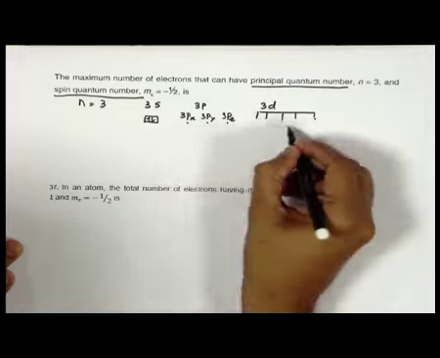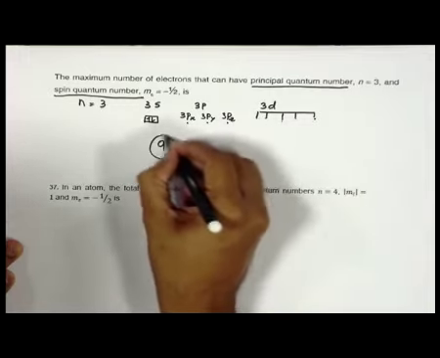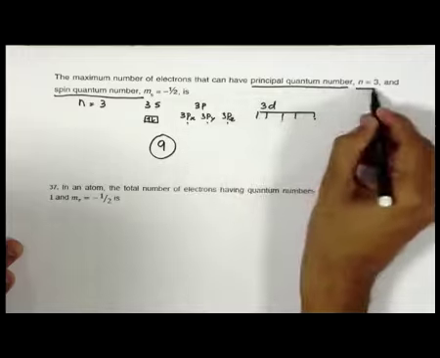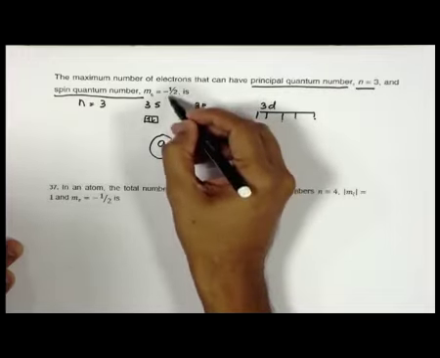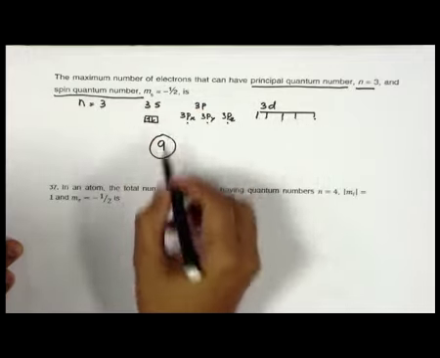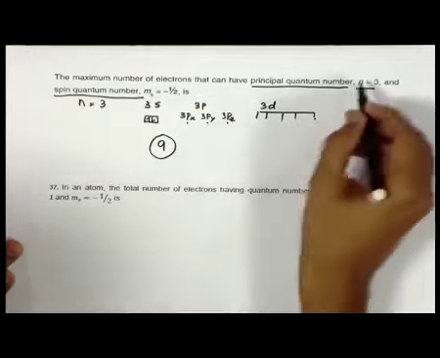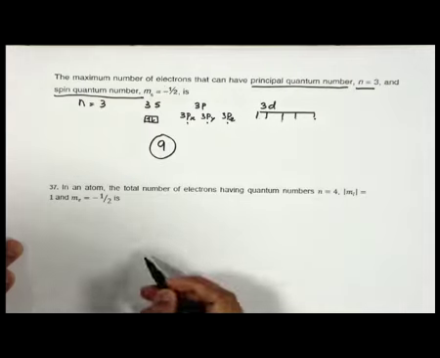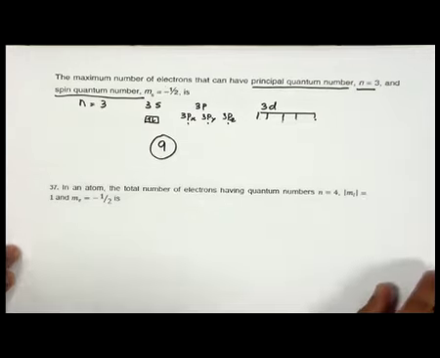So, 1 plus 3 plus 5. So, there are 9 orbitals for n equals 3, and each orbital can have only one electron with ms equals minus half. So, the maximum number of electrons that can have these two quantum numbers is 9. The next question is along similar lines.